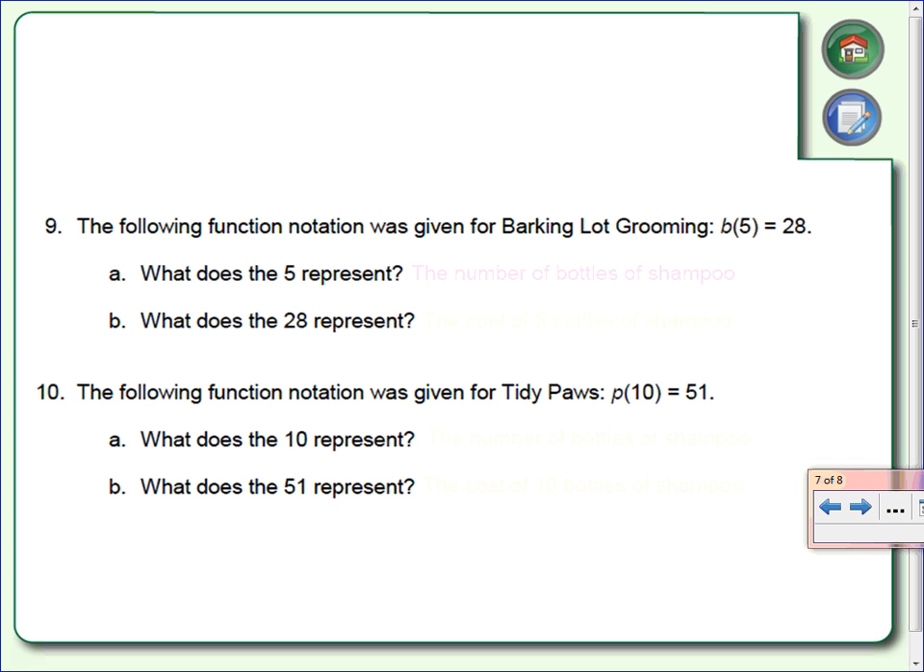So let's write this down. 5 is going to be the number of bottles. The 28 is going to be the cost of those bottles. Not 28 bottles, but the 5 bottles. So in other words, if they buy 5 bottles, it's going to cost us $28. Of course, they are talking about parking lot grooming.